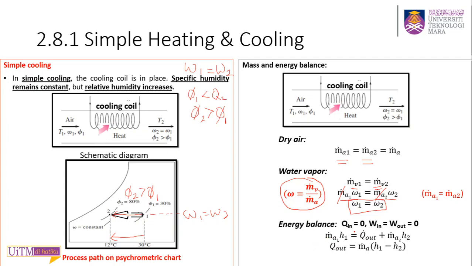For our energy balance from the SFEE, since it is a cooling process, Q in is 0. Since there is no work interaction, work in and work out are also equal to 0. So this is the remaining terms from the SFEE. Same as just now, to find the amount of heat removed, Q out, we rearrange the equation and we will get this equation here. The unit in capital letter is kilojoule per second or kilowatt, and depending on the mass flow rate, sometimes it will be kilojoule per minute. So two units here. Alright, that is for simple cooling.